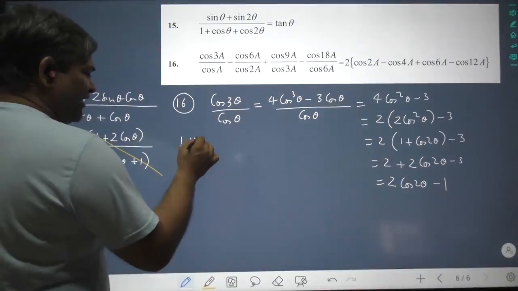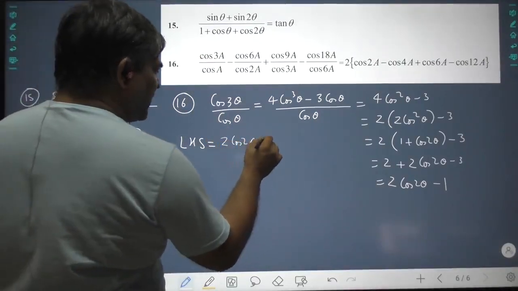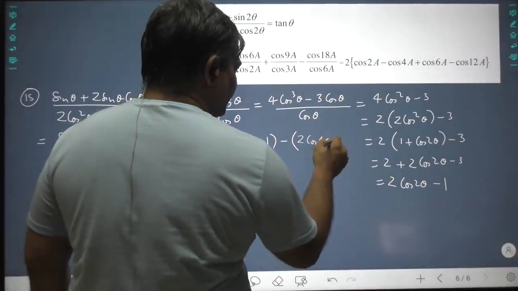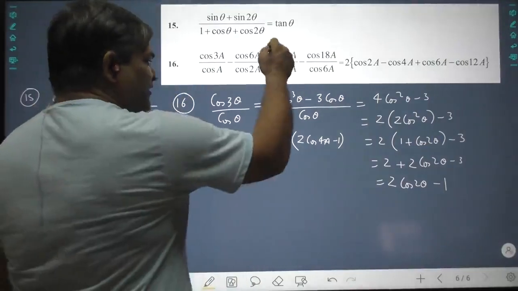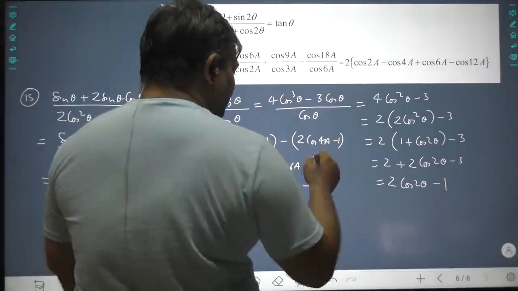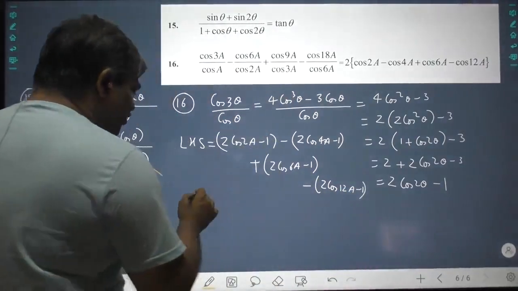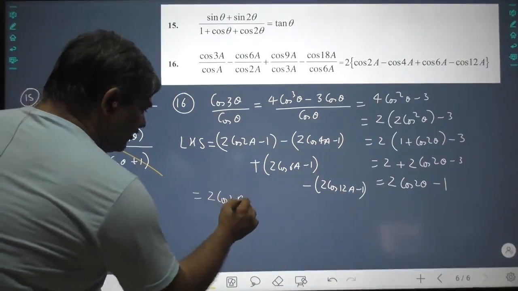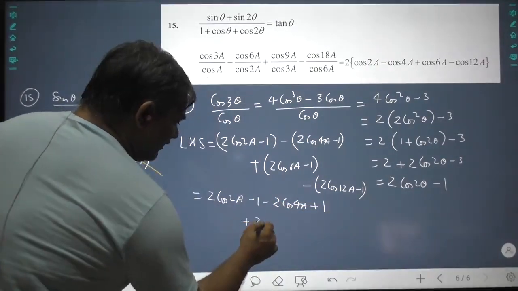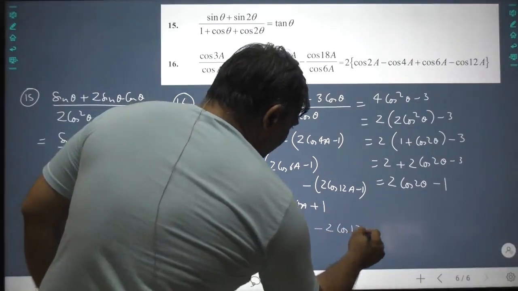Now on the left hand side, the first term will become 2 cos 2a minus 1. The second term will become 2 cos 4a minus 1. The third term will become 2 cos 6a minus 1. The fourth term will become 2 cos 12a minus 1. My eyes are again twinkling. Is the twinkle right or wrong? Tell, students. Sir, yes, the twinkle is absolutely right.